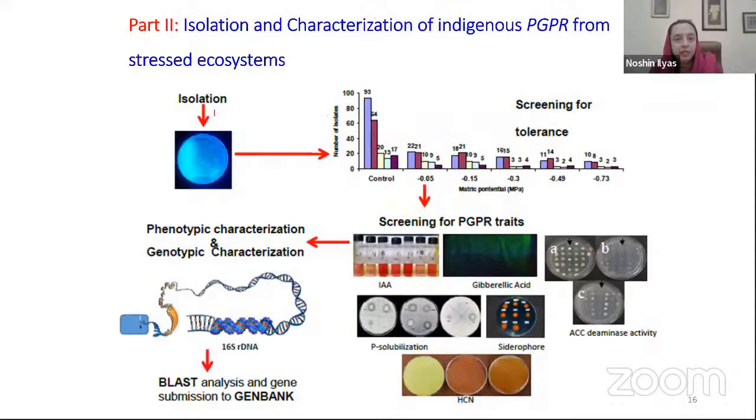Then we went for the second part of our work, in which we isolated some strains from the stress regions. Here we targeted the arid regions of Pakistan. We screened these strains for their tolerance, particularly at different water potentials. We also screened them for their PGPR characteristics like indole-acetic acid production, ACC deaminase, phosphorus solubilization, all these parameters, which are very familiar to all of us. Then we did some phenotypic and genotypic characterization. We have done some 16S rRNA analysis, and submission to NCBI.